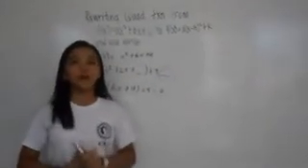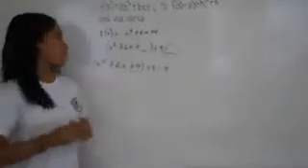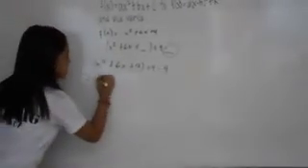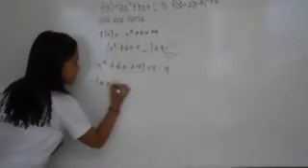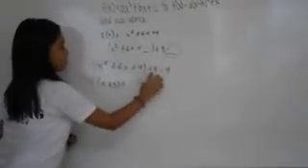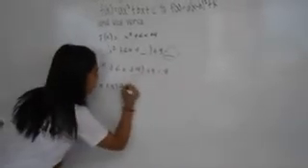After that, you will factor the trinomial inside the bracket. So the answer would be x plus 3 squared, and solve the minus 5. So it will be the final answer.